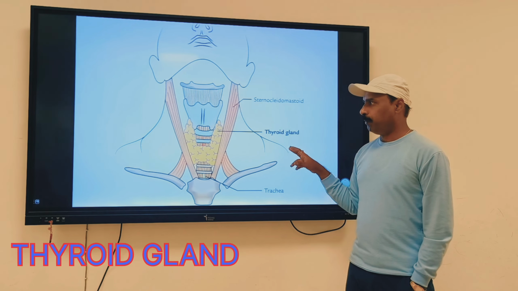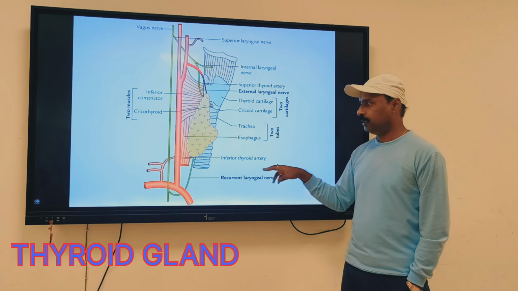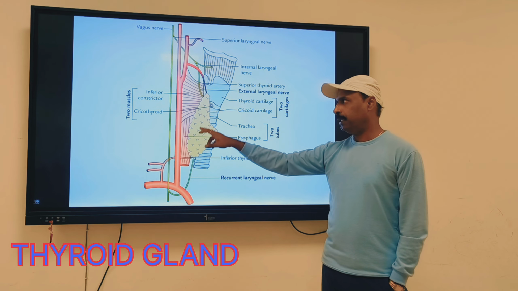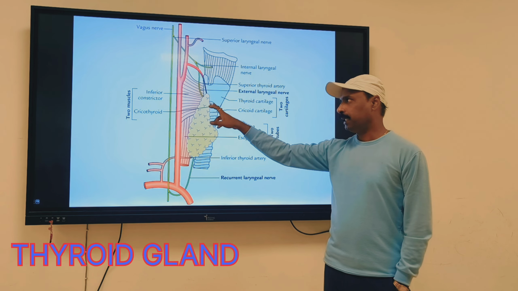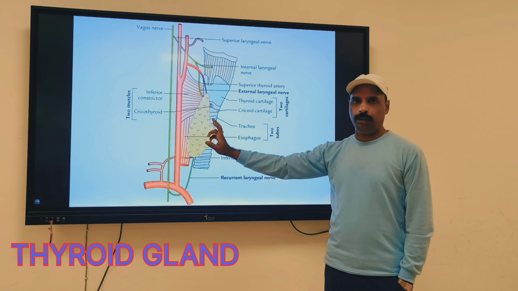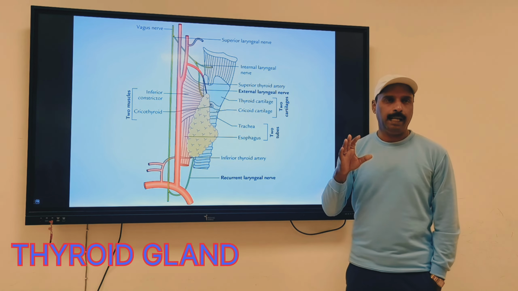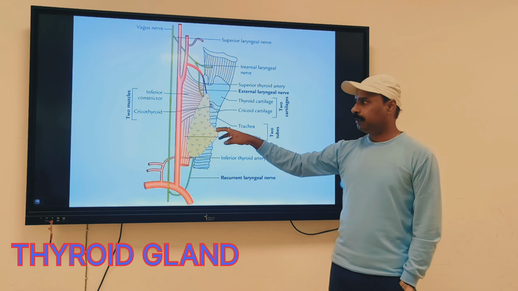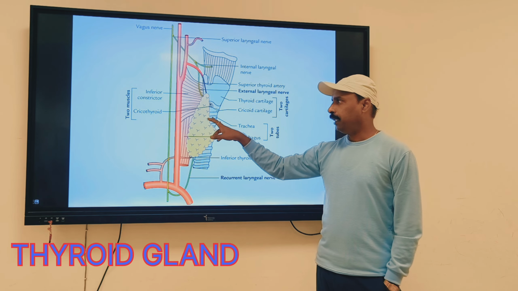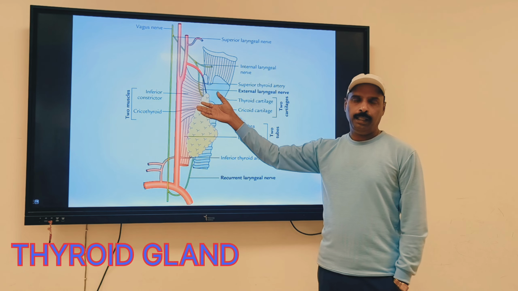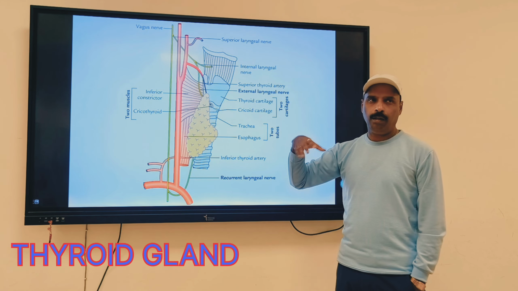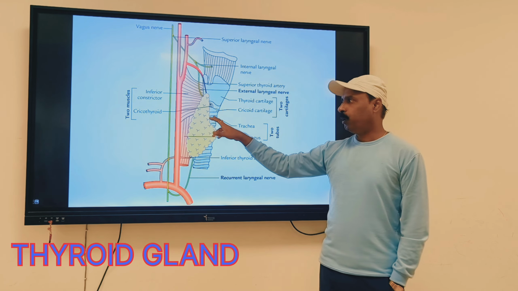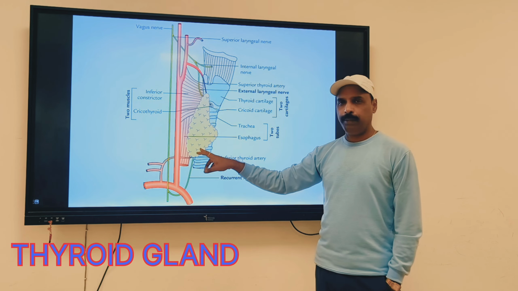Next, you have to remember about the external features. As I have told, each lobe of the thyroid has a base and apex, an anterior border and posterior border. And we have medial, lateral and anterior surfaces. Two borders, anterior and posterior, apex and base.